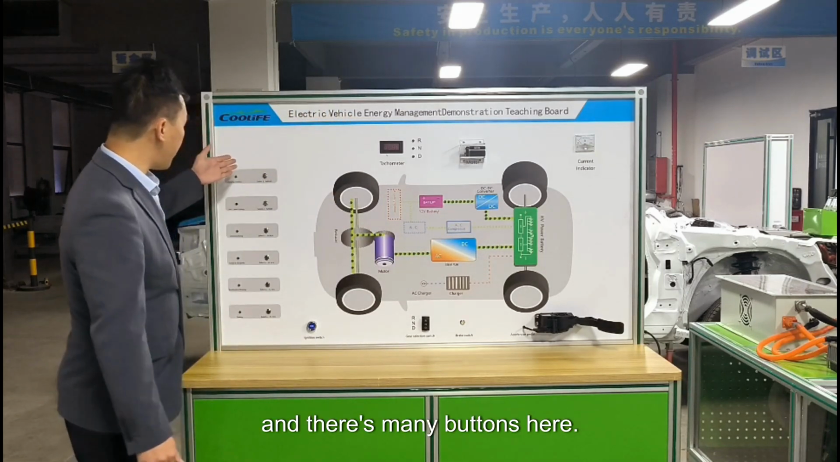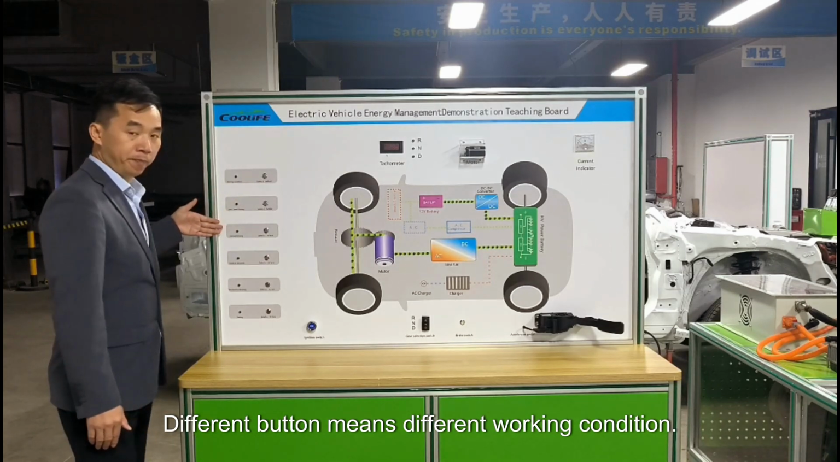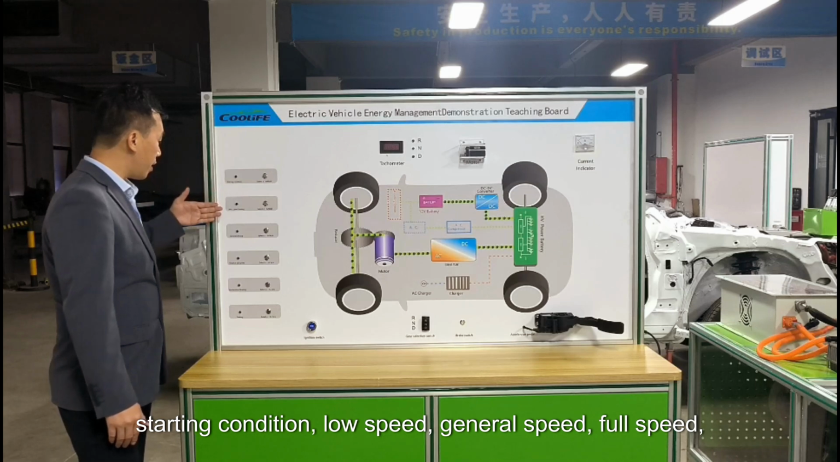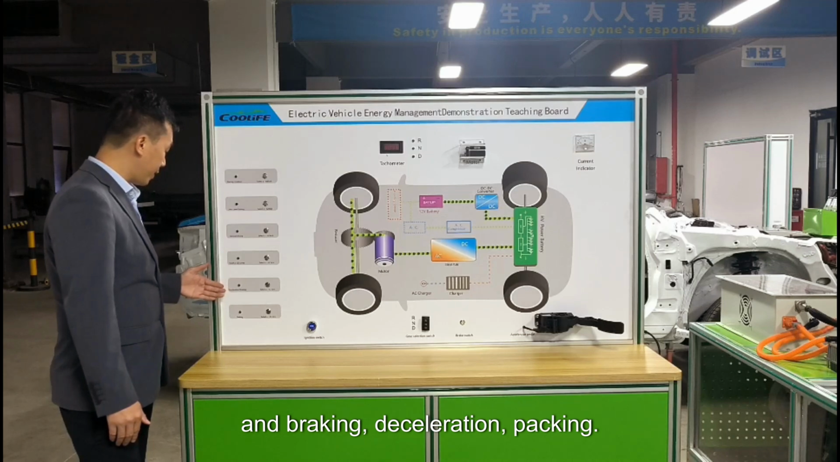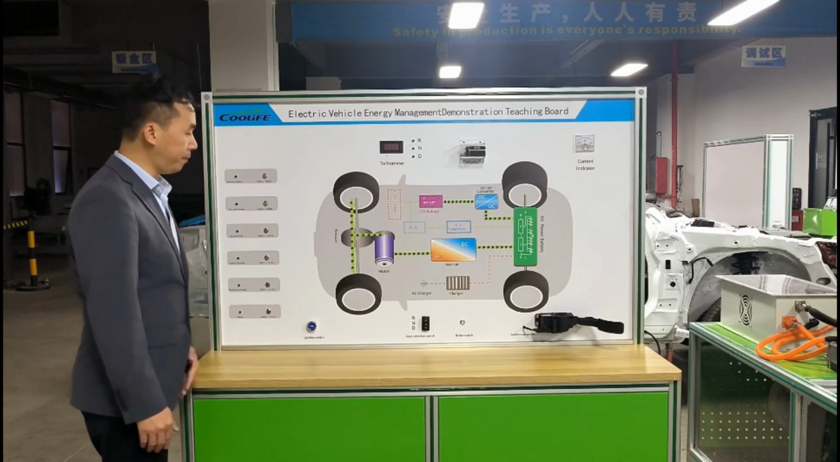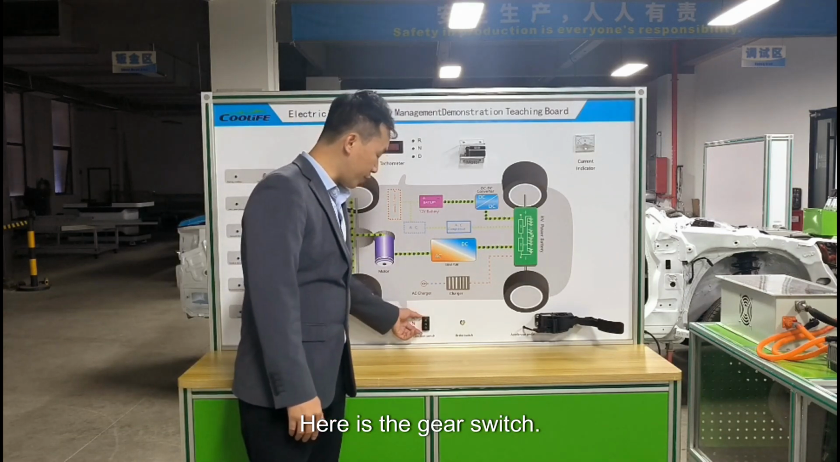And there are many buttons here. Different buttons mean different working conditions. So starting condition, low speed, general speed, full speed, and braking, deceleration, parking. Here is the gear switch.